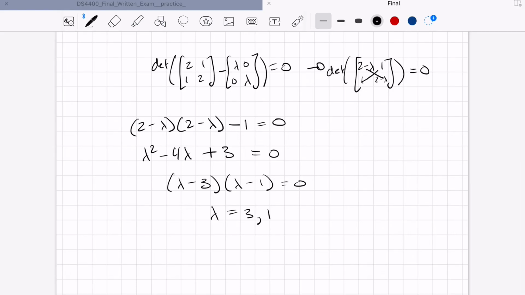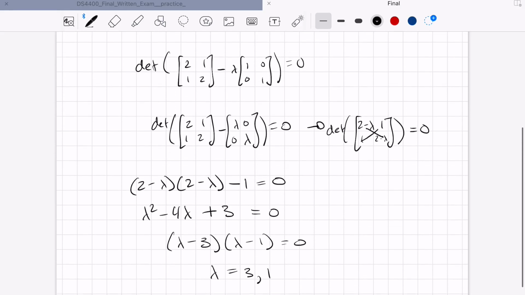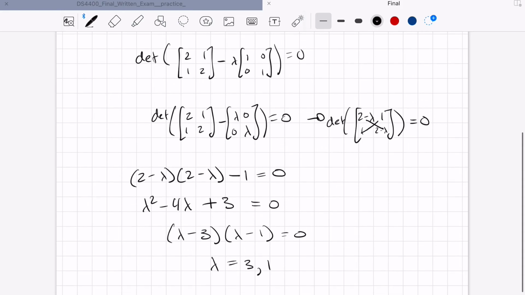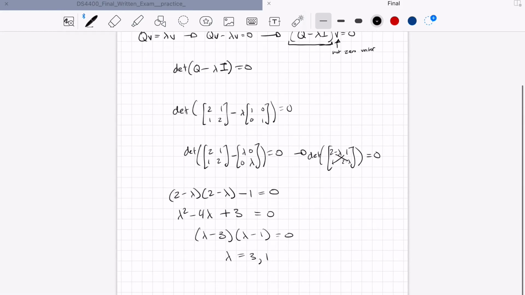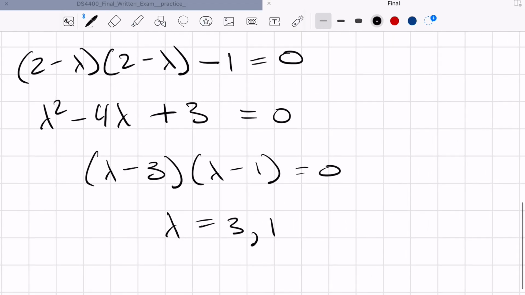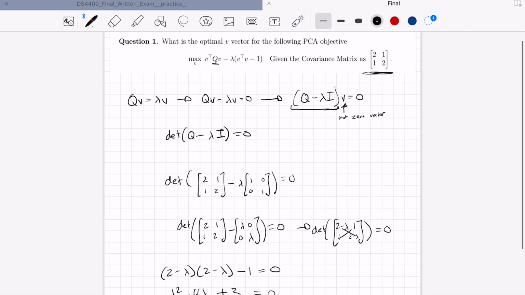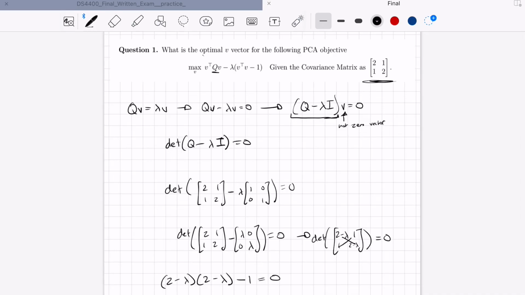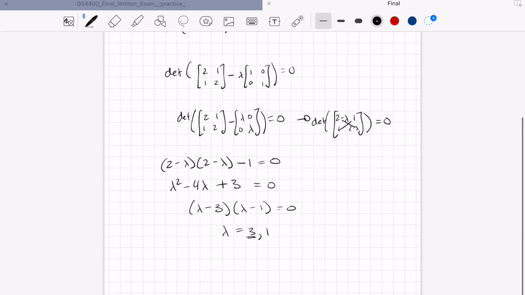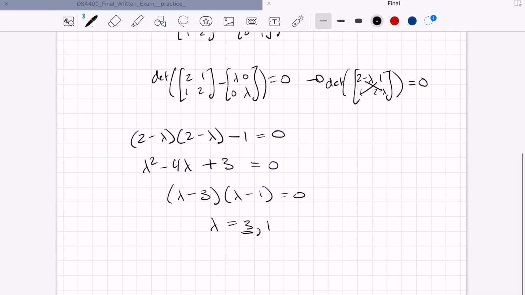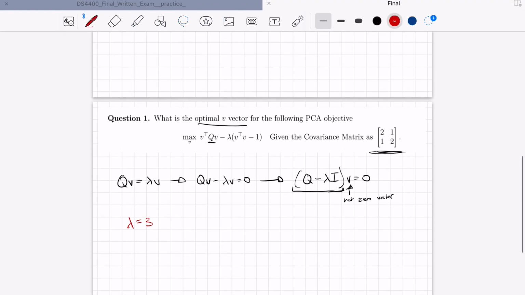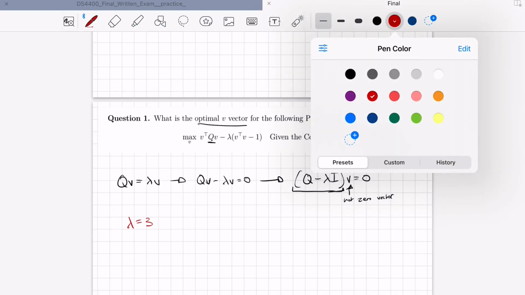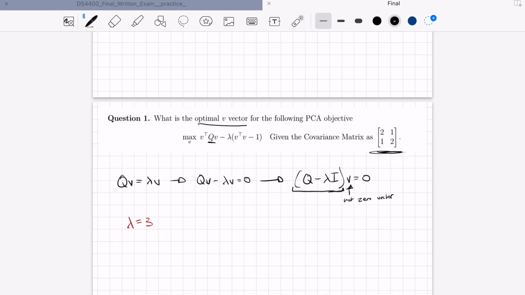If you remember our PCA algorithm, we only choose the lambda with the largest magnitude. So in this case, 3. And since we're only choosing one principal component, the optimal v vector, we only have to find the eigenvector associated with 3. Okay. So now that we have found our lambda, we just need to find the eigenvector connected to lambda.